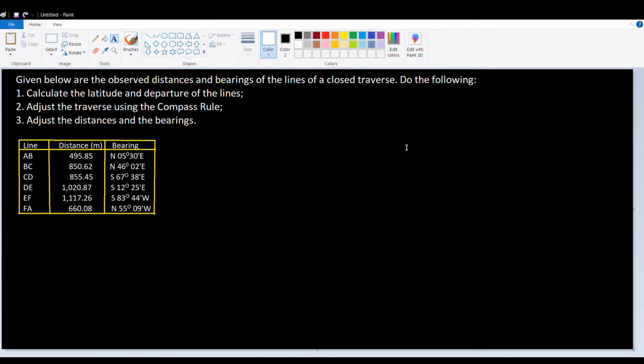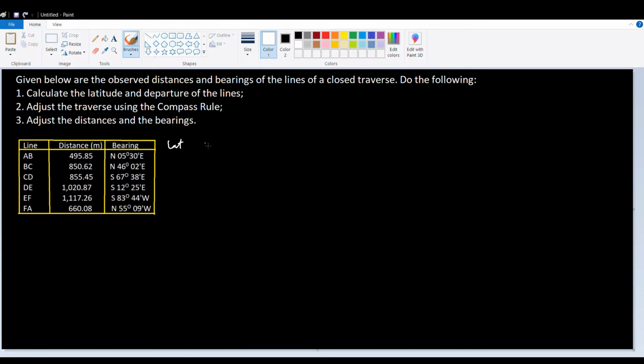Let us now work on the following problem. Given below are the observed distances and bearings of the lines of a closed traverse. We do the following: calculate the latitude and departure of the lines, then determine the misclosure in the departures and latitudes so we can adjust the traverse using the compass rule. Once we have adjusted the latitudes and the departures, the next thing is to adjust the distances and the bearings. First things first, we have to calculate the latitudes and the departures.